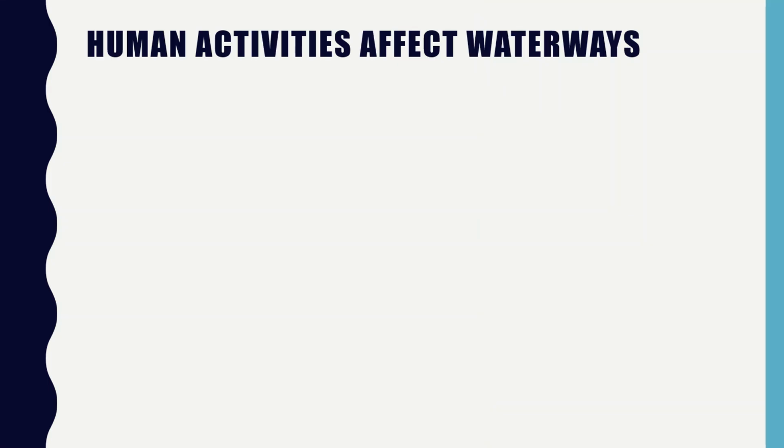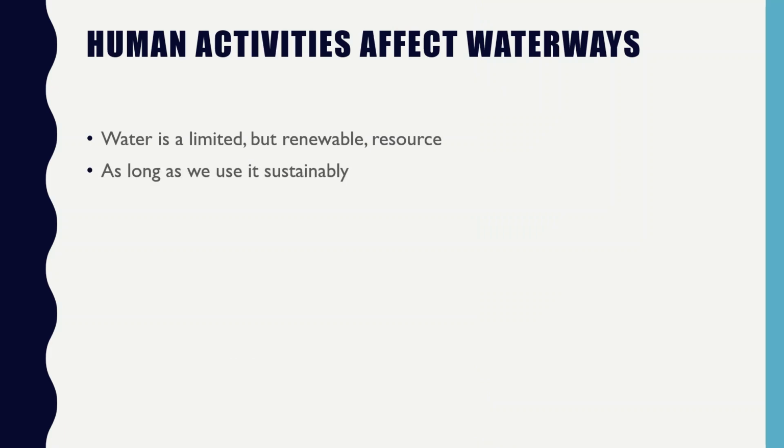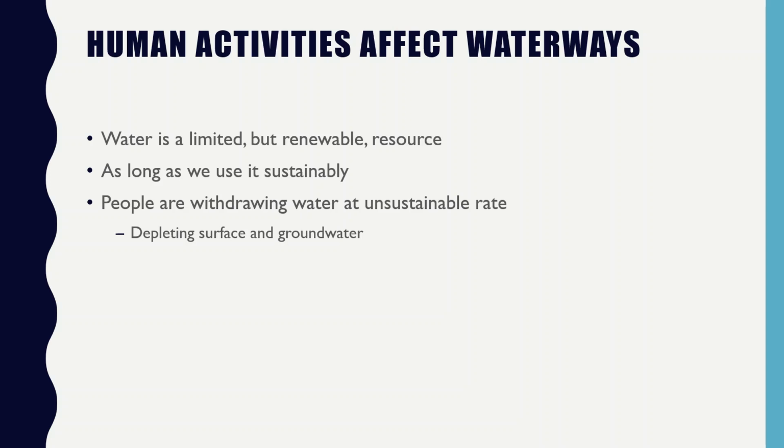And human activities affect waterways. Water is limited, but a renewable resource as long as we use it sustainably. It's not renewable everywhere at every time. It's not like nature says, oh, you took water out of that, I'm going to rain some down for you. People are withdrawing water at an unsustainable rate, especially with concerns to depleting groundwater, but also surface water from lakes. One third of the world's people are affected by water shortages. It is a harsh reality that generally, if you live somewhere where water is scarce, water is more expensive for you than if you live somewhere where water is plentiful.